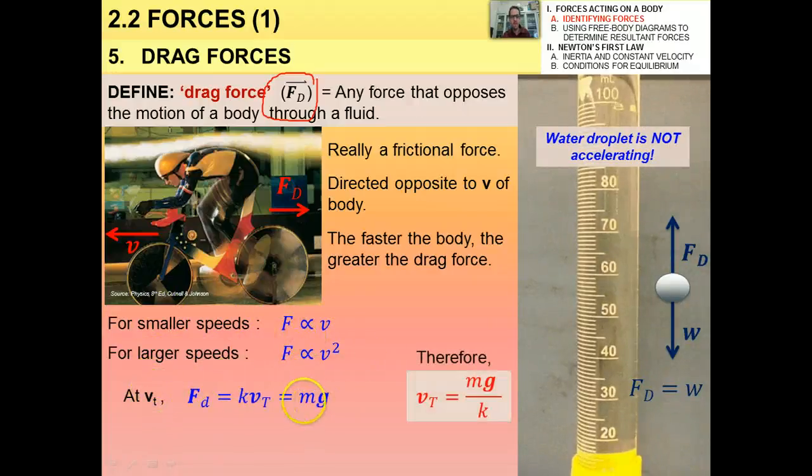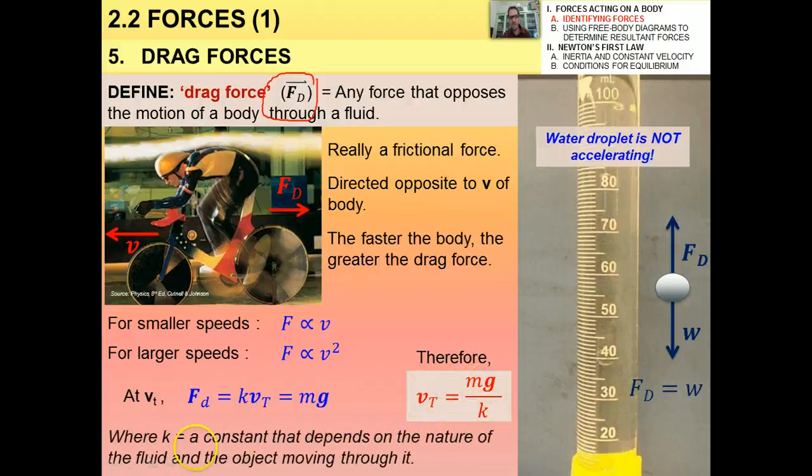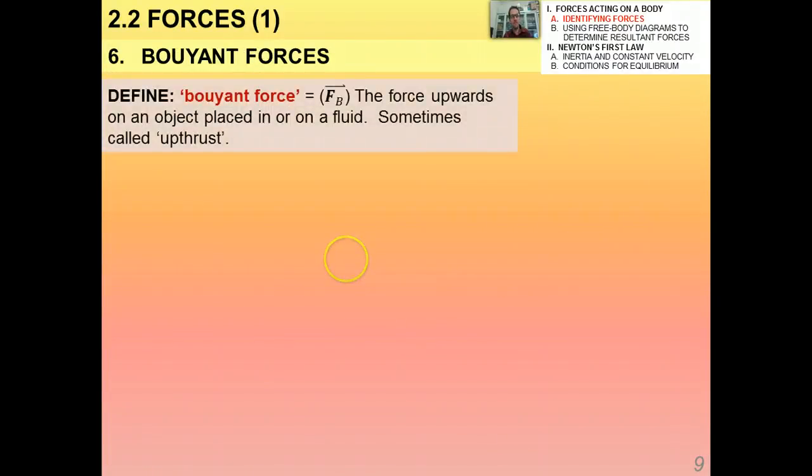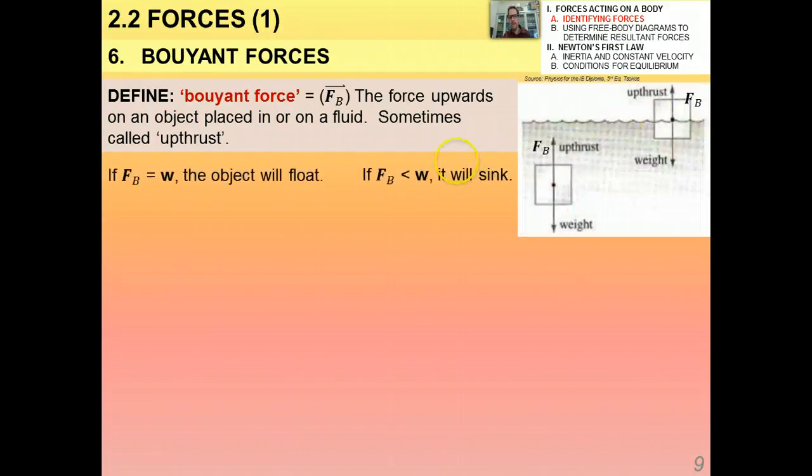And at this thing called terminal velocity, we found that terminal velocity is mg over k, where k is a constant that depends on the nature of the fluid and the object moving through it. Okay, so again, we've gone over this in previous videos. Buoyant forces. You deal with this a lot if you spend time on the water, sailing, fishing, boating, whatever. And a buoyant force is the force upwards on an object that's placed in or on a fluid. Sometimes it's called upthrust.